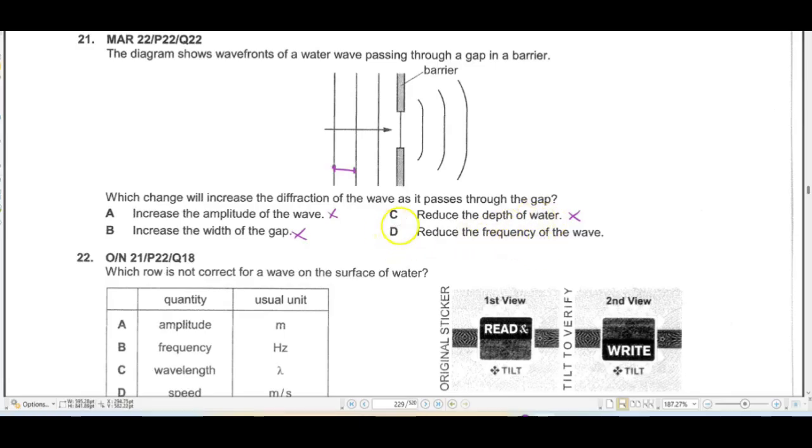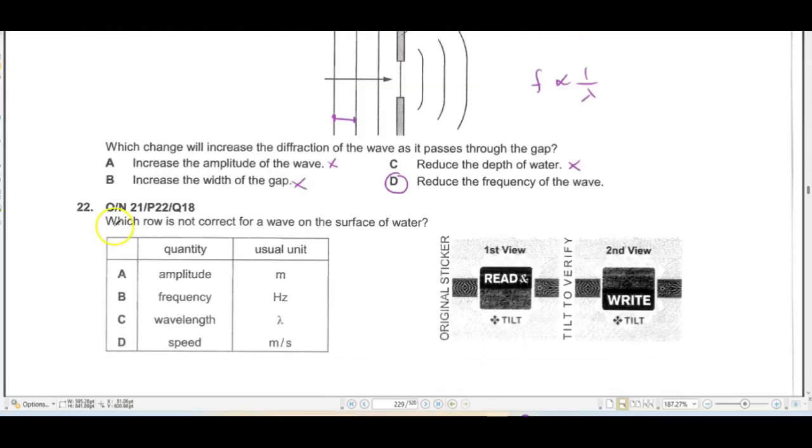Reduce the frequency of the wave. Yes, this is the correct option because frequency and wavelength are opposite to each other. So if you increase the frequency, the wavelength is going to decrease, and if you reduce the frequency, the wavelength of the wave is going to increase. And if the wavelength increases and is of the same size as that of the gap, the diffraction of the wave is going to increase. So D is the correct option over here. Which row is not correct for a wave on the surface of the water?